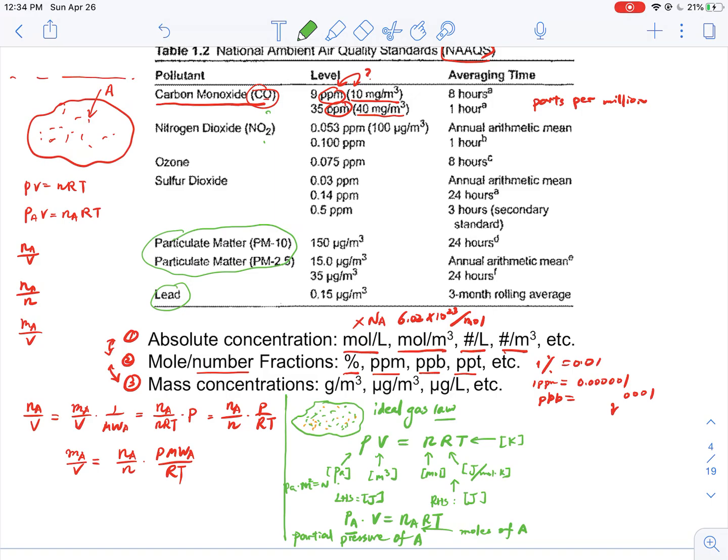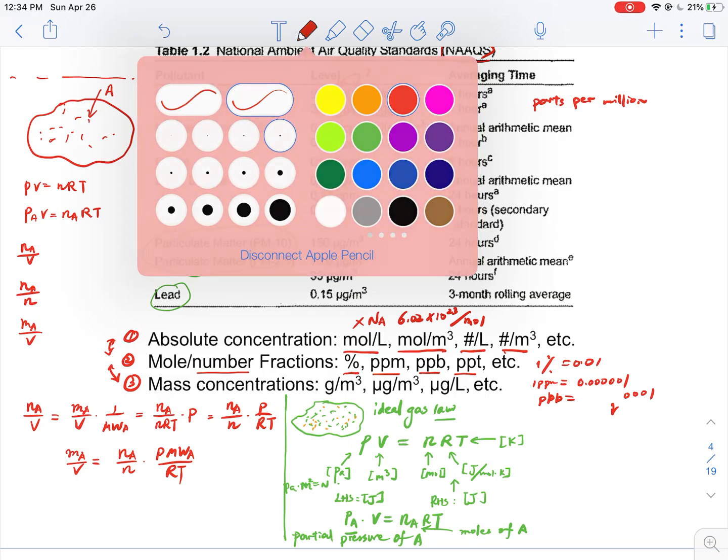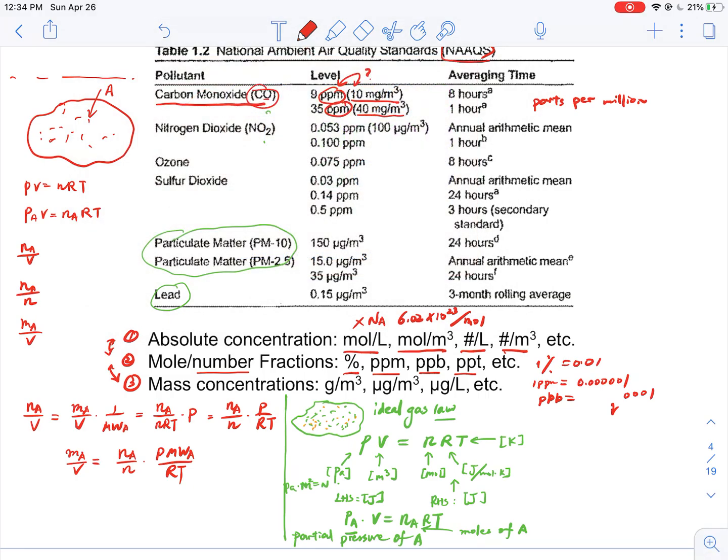Now we have these two important tools, two important equations, and we can try to convert the different units here. So basically we have PV equal to nRT and PAV equal to nART, right? Now let's look at what absolute concentration is. Absolute concentration just means how many moles of A there are in this gas ensemble.